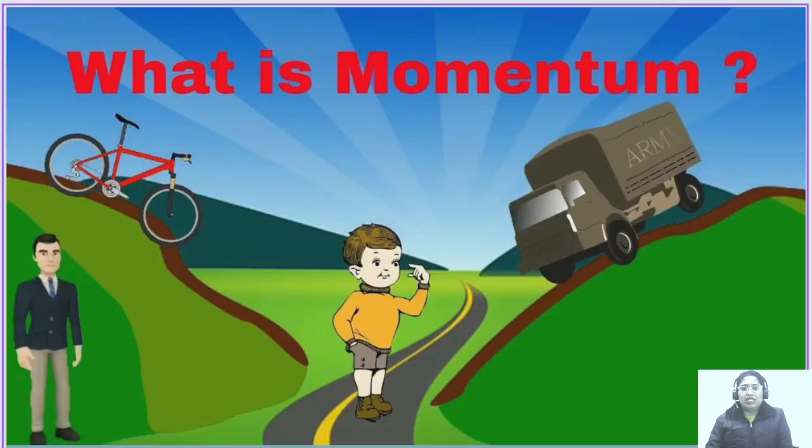So, what is momentum? Here, see, this child is standing in between the road. In this picture you can see, which is not a good thing. Please don't do this, okay? So this child is standing in between the road. From this direction a cycle is coming, and from this direction a truck is coming, right? First of all, standing in between the road is very dangerous, so you should never try this.